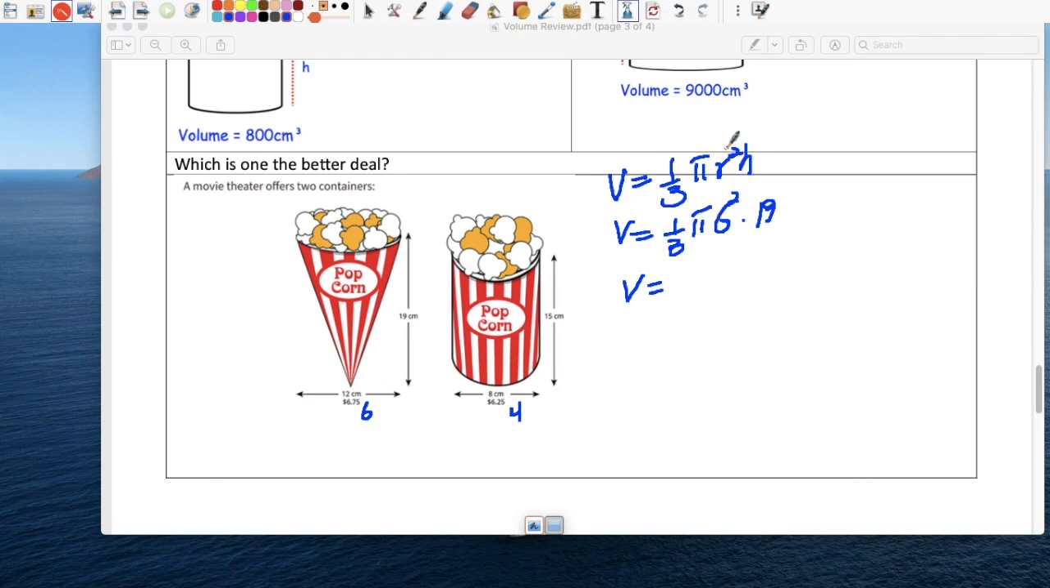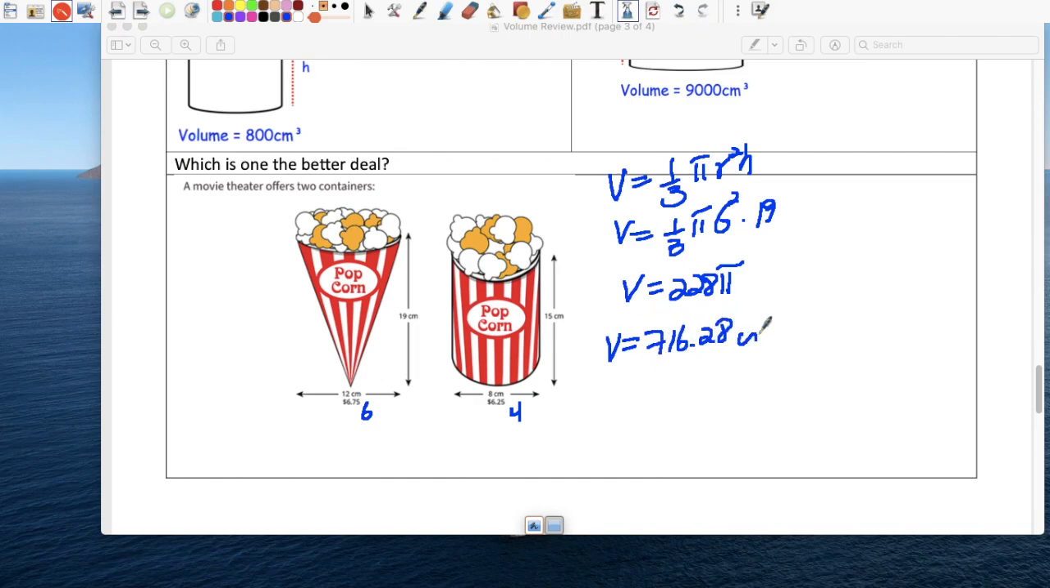So let me take care of the 1/3, 6 squared, and 19. So 19 times 36 times 1/3 is 228 pi. And I'm going to multiply that by pi. So the volume here is 716.28 approx.